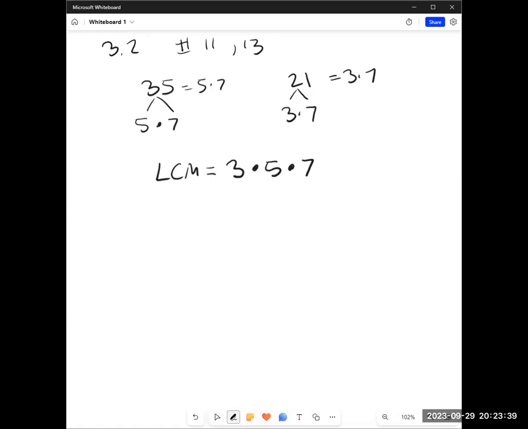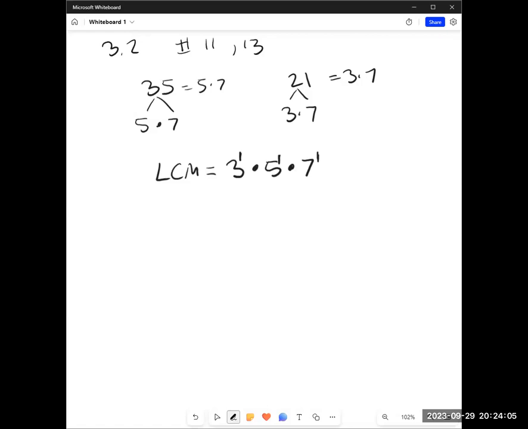So for instance, I'm going to choose to take my 3s out of my 21 because I see 1 3 there, and there are 0 3s over here in 35. I'm going to take my 5s from 35 because I have 1 5 there, and I have 0 5s over in 21. It does not matter where I choose to take my 7 from. Both of them have 1 7.